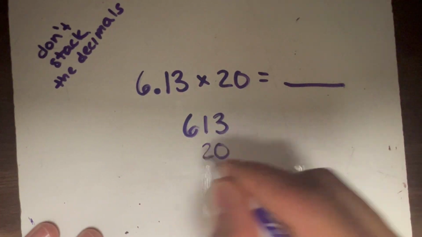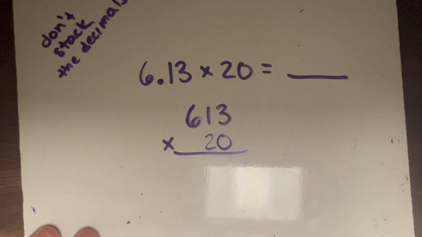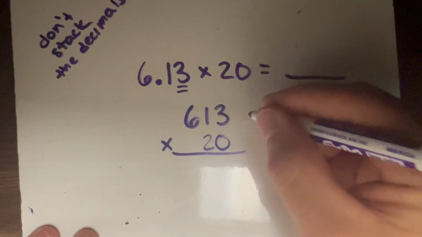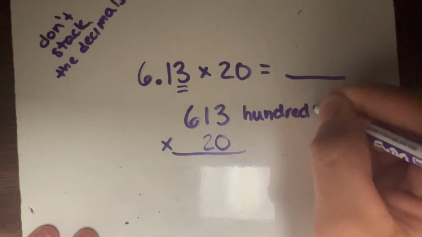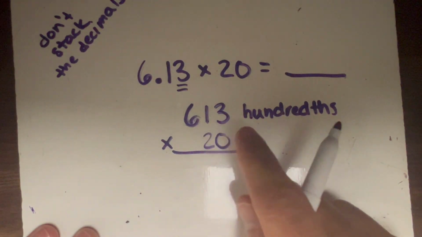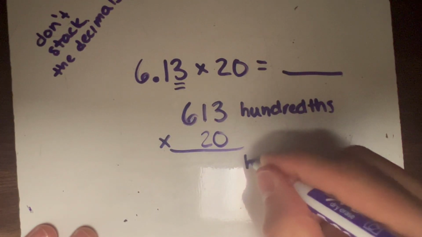And put the 20 underneath it as if I'm doing double-digit multiplication. Now that the decimal's gone, since this ends in the hundredths, I'm going to write hundredths over here just to remind myself. And then I'm going to look at what my answer should be. So I'm going to write hundredths here.